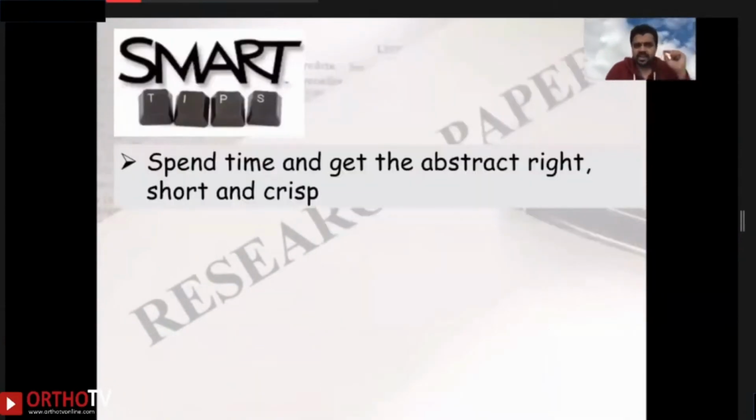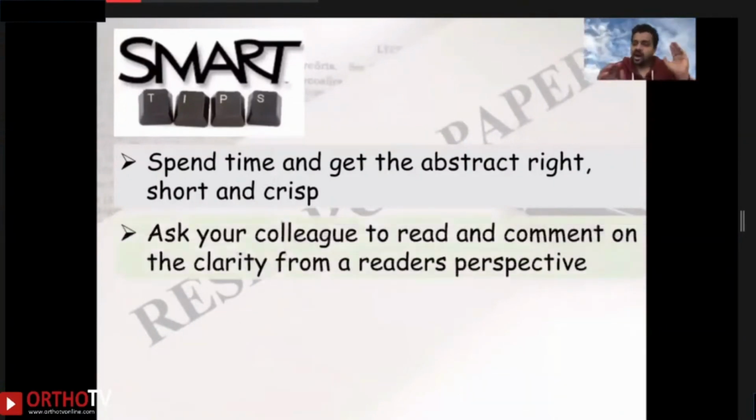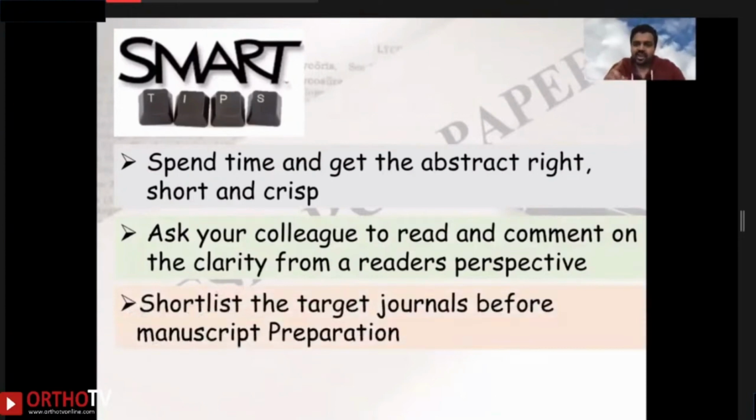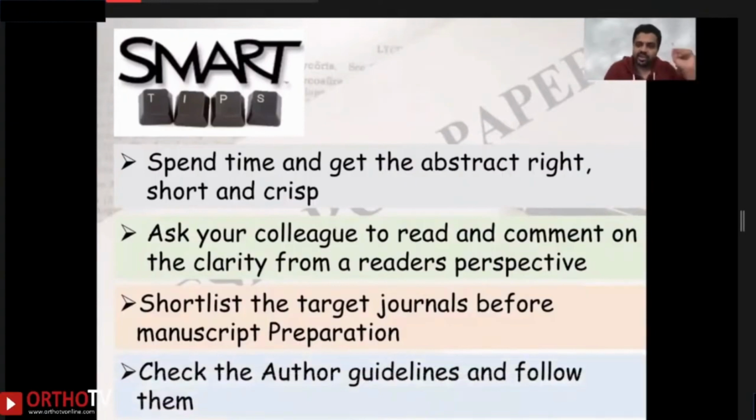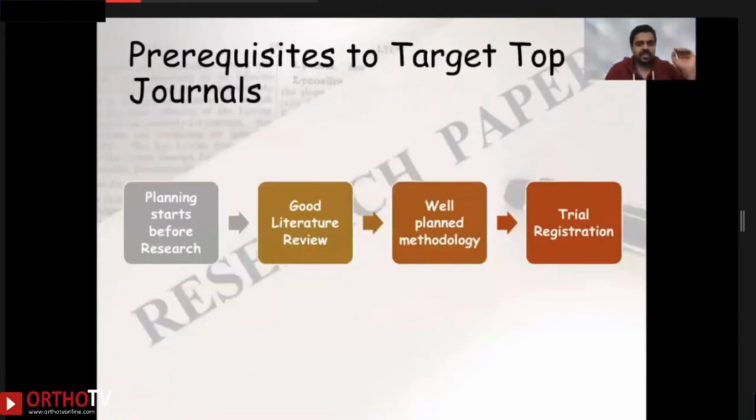Some smart tips at the end: spend time and get the abstract right. It should be short and crisp. Ask your colleague to read it and comment on the clarity of the paper from a reader's perspective. Trust me, you will get a lot of inputs if you do this exercise. Shortlist the target journals even before manuscript preparation. If you have a manuscript, you should have at least four target journals in mind and write accordingly. Check the guidelines of each of them and follow them. If it gets rejected at one place, before submitting to another, see their author guidelines and modify it. If there are any comments from the first, try to incorporate them.